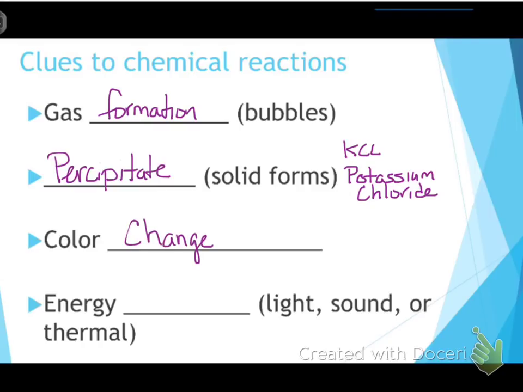Color change. During that same lab, Miss Foshi and I did the demonstration at the front of the room, and we had the 2 bottles that we put food coloring in, and then I poured a substance in there and I swirled it around and the color went clear. That was an example of color change.